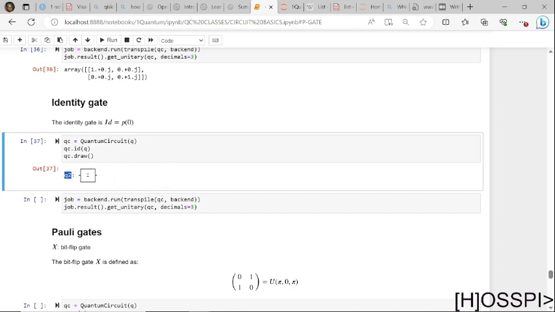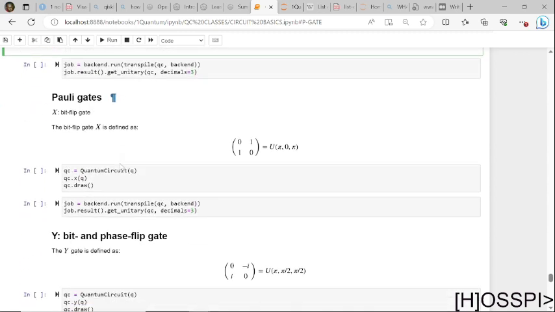We have I, and also we have the Pauli gates. The Pauli gate is to flip one state to another. So this flip, the X gate, is defined as what? When you have the matrix 0 1 1 0, it is equal to U open bracket pi comma 0 comma pi. So in this aspect we have the X flipping gate. You are flipping your X gate, flipping from 0 to 1 or from 1 to 0.